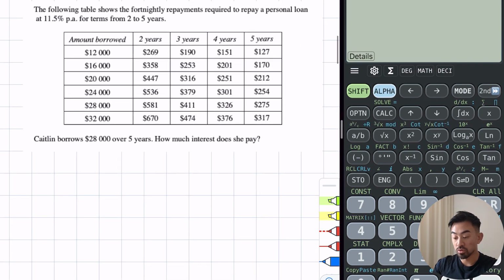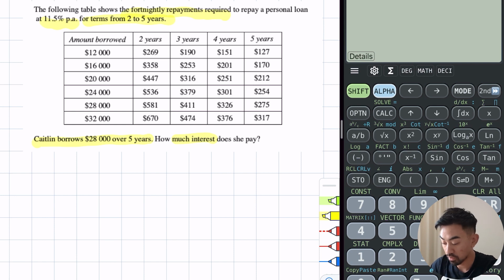The following table shows the fortnightly repayments required to repay a personal loan at 11.5% per annum for terms 2 to 5 years. So you notice in this table, it is still with these time periods, but instead of having interest rate here, it actually just tells you how much the repayments will be at certain amounts that you borrow. Okay, so Caitlin borrows $28,500 over 5 years. How much interest does she pay?